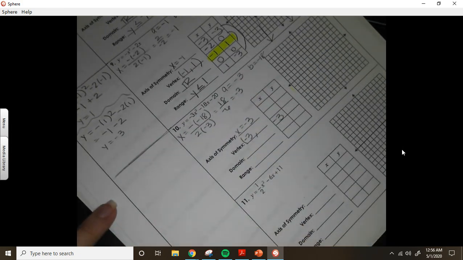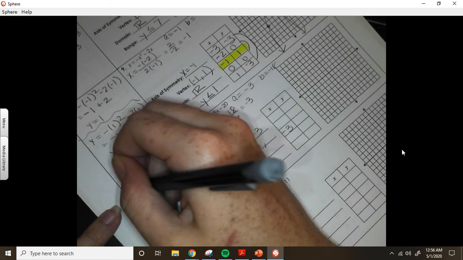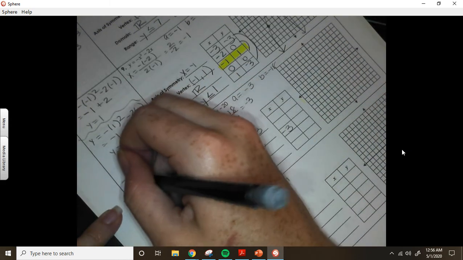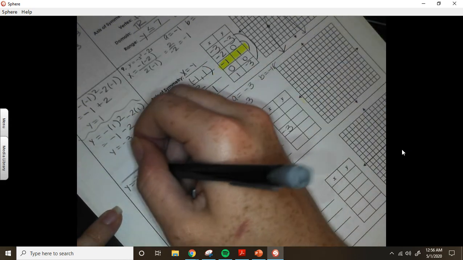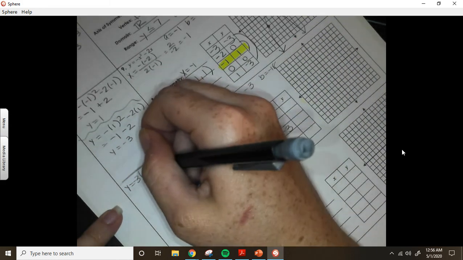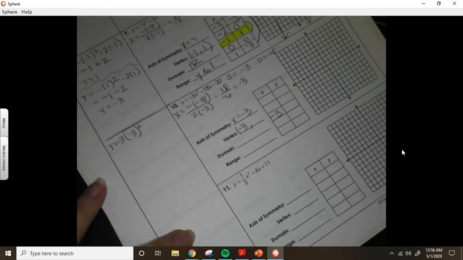All right, let's plug in negative 3 for our x. I think this is the most boring video I've done so far. It's graphing. I like graphing, but it's pretty straightforward.